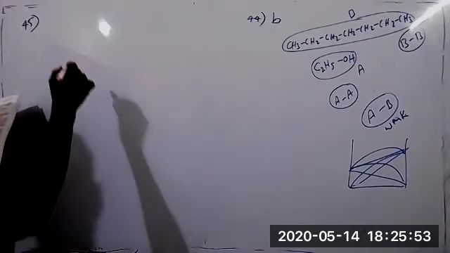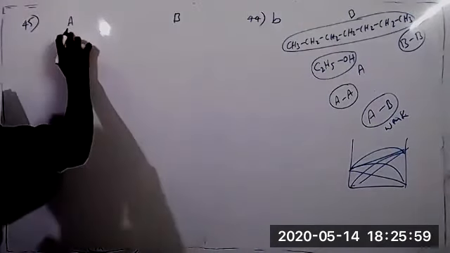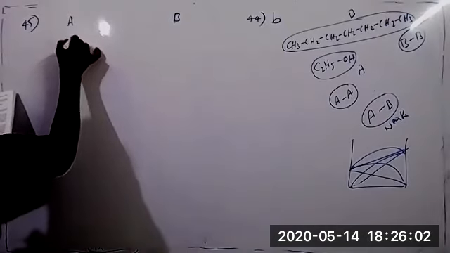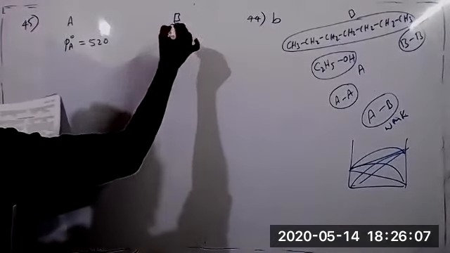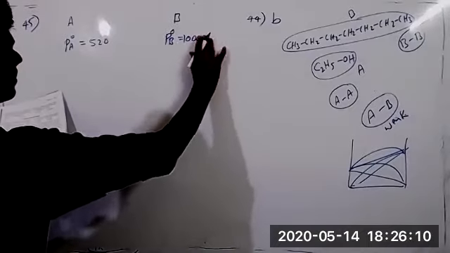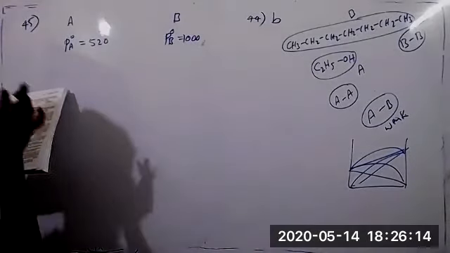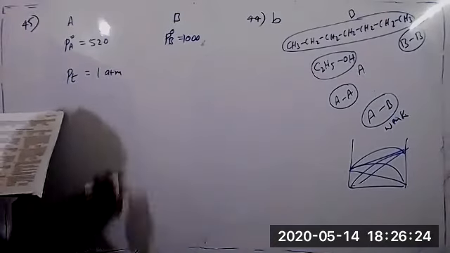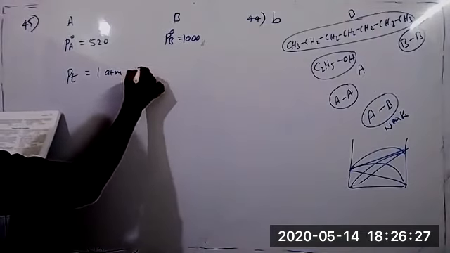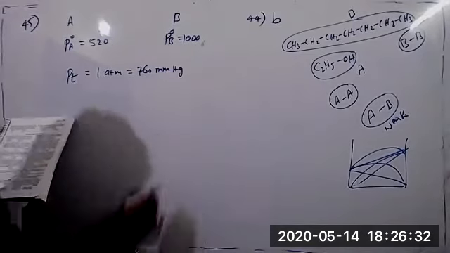The vapor pressure of pure liquid A is 520. Here A, B is given. Compound A, vapor pressure PA power 0 is equal to 520 mmHg. PB power 0 is equal to 1000 mmHg. A mixture of solution A and B boils at 80 degrees centigrade and 1 atmospheric pressure, so total pressure P total is equal to 1 atmosphere, nothing but 760 mmHg. Because these are in mmHg, this also we have to take in mmHg.